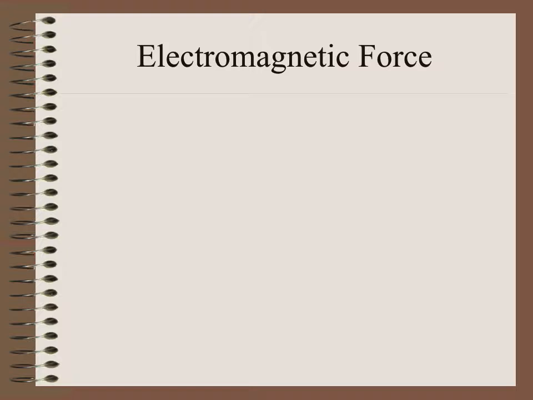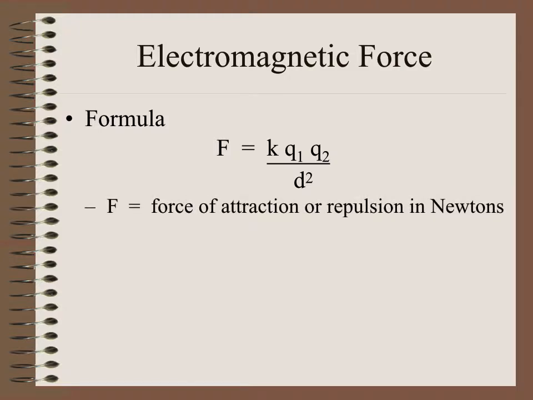Something else that's interesting about the electromagnetic force in relation to gravity is the formula. And that is that the formula looks very similar to the formula for gravity. Notice that we have the force on the left-hand side, just like with gravity. Then we have a fraction on the right-hand side, with three things in the numerator and a distance squared in the denominator. Let's take a look at what all of these mean. F by now you know stands for force. In this case, it's a force of attraction or repulsion, and it will come out in newtons, as usual.